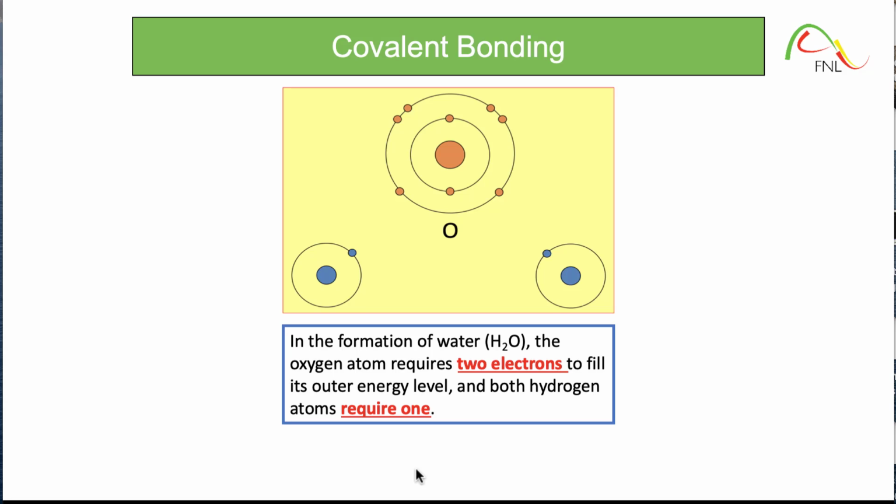One more example. This is water. There we go, pretty simple. Now, the formation of water, H2O, the oxygen atom requires 2 electrons. Oxygen is in group 6, so it's got 1, 2, 3, 4, 5, 6 electrons in the outer shell. It needs 2 more to become stable. As we know, hydrogens require another electron to fill the outer shell. So each hydrogen requires 1. The oxygen here requires 2.